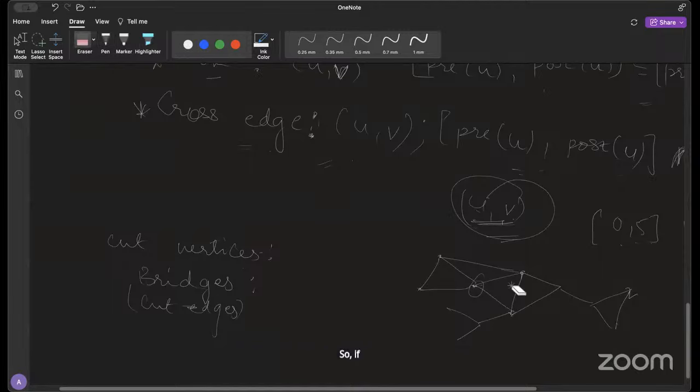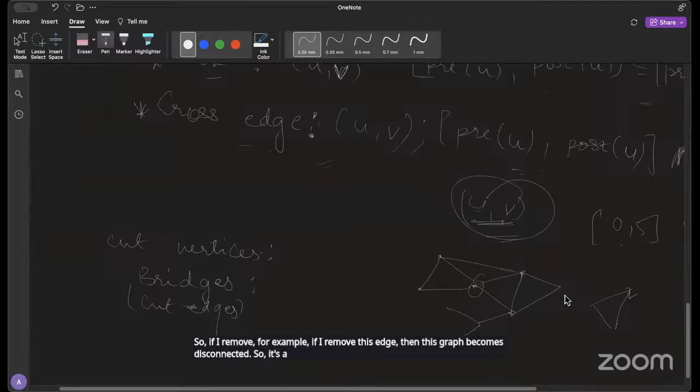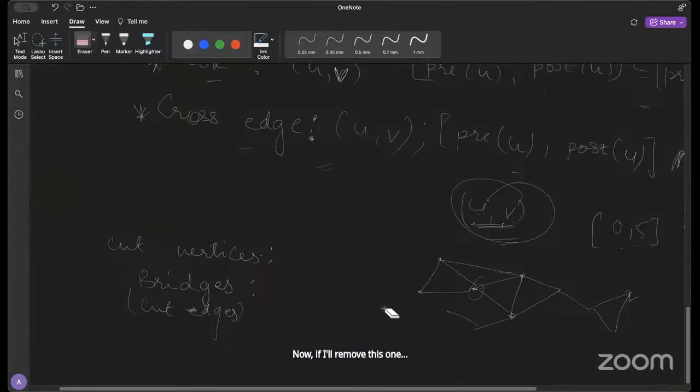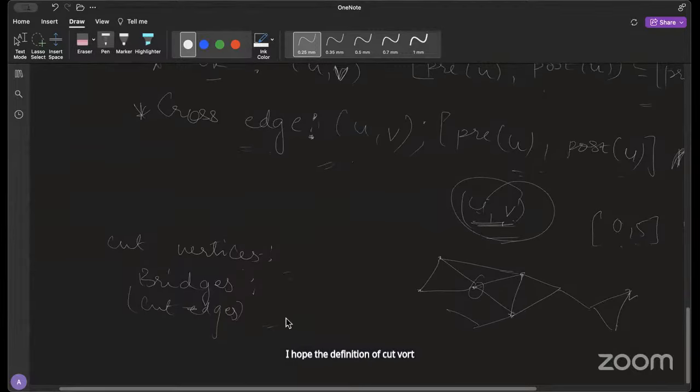So if I remove this edge, then this graph becomes disconnected. So it's a cut edge or a bridge. If I remove this edge, then also it becomes disconnected. This is also a bridge. Now if I remove this one, then what's going to happen? Yeah, because there's a vertex, it will be left alone. So then also it's a bridge. I hope the definition of cut vertices and bridges is clear.